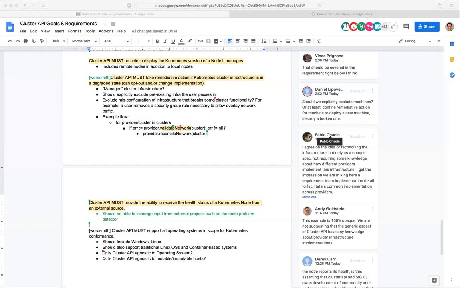But is machine health tied to the node condition, or is it tied to whether the machine is terminated? Is it network partitioned? That depends on the implementation detail. This is just pretty much saying, do we all want Cluster API to call a hook saying, can I get the health of this Kubernetes node?